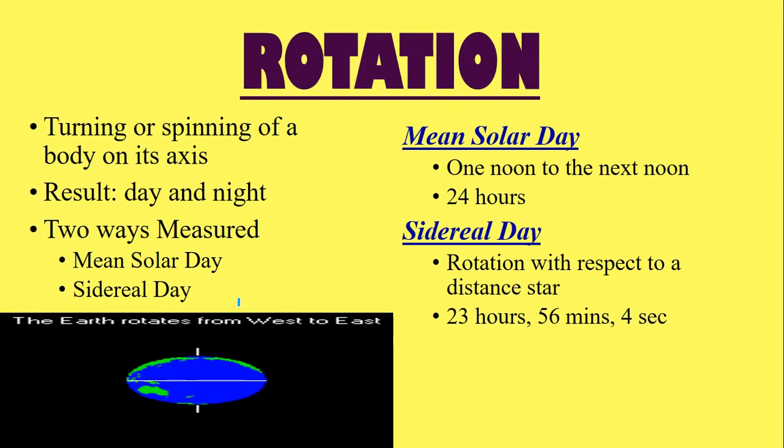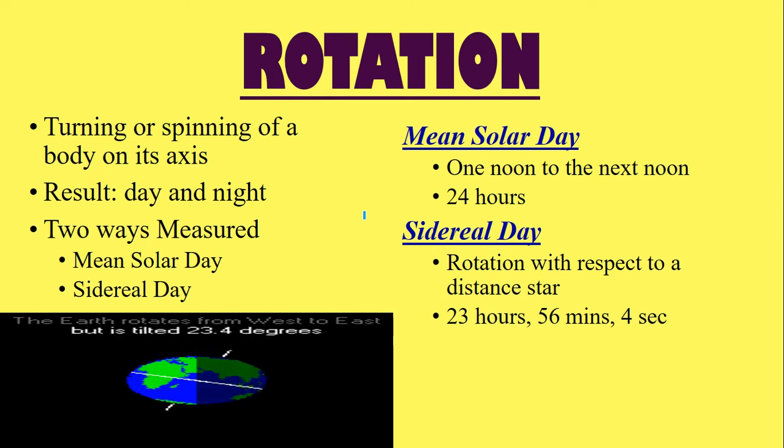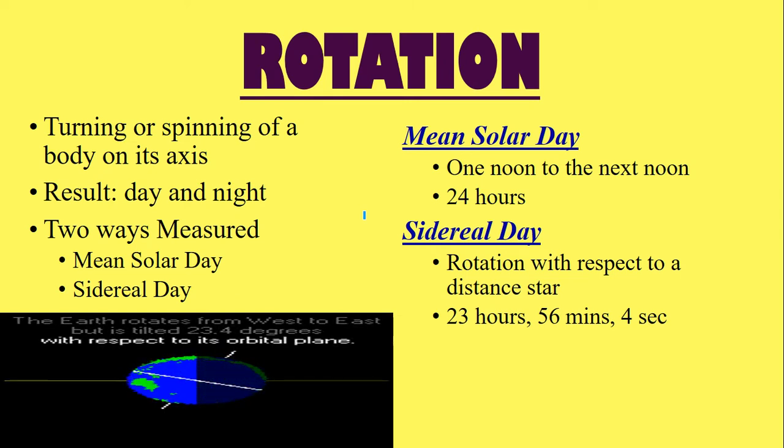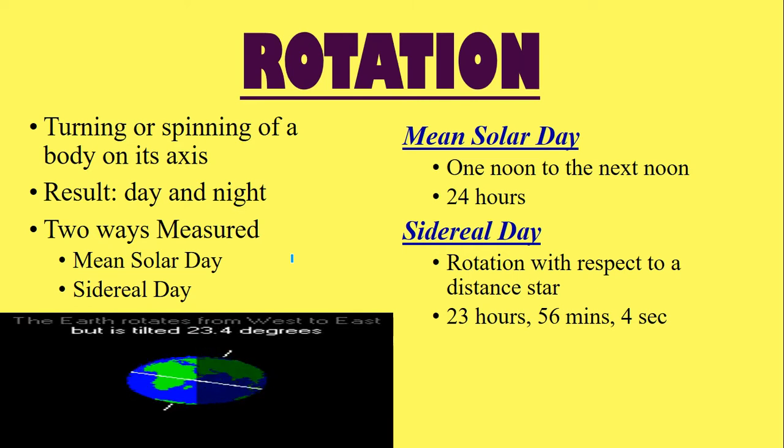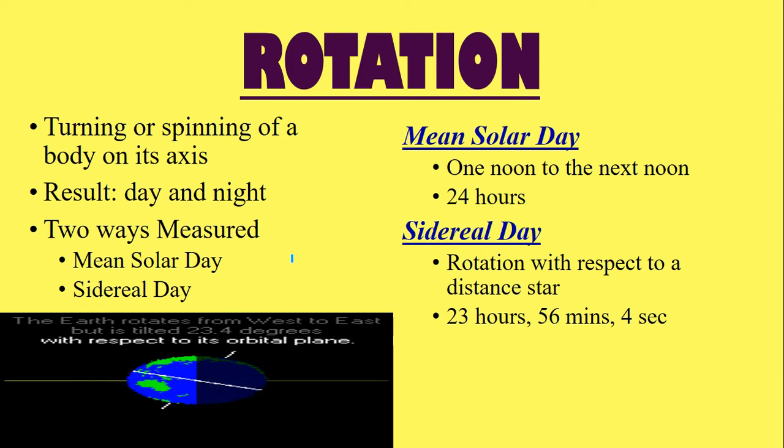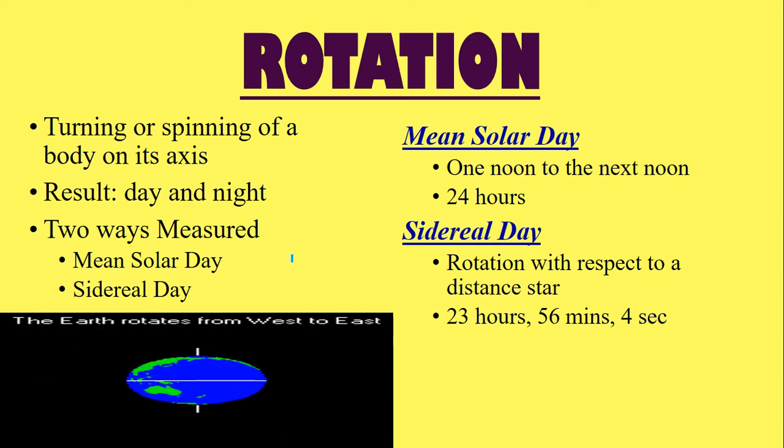So rotation. When we talk about rotation, we're talking about turning or spinning of a body on its axis. On Earth, our rotation causes our night and day. And we do measure rotation two ways. We measure it with the mean solar day or the sidereal day. And it's sidereal, not sidereal. Check dictionary.com. I had to make sure I made it say it to me.